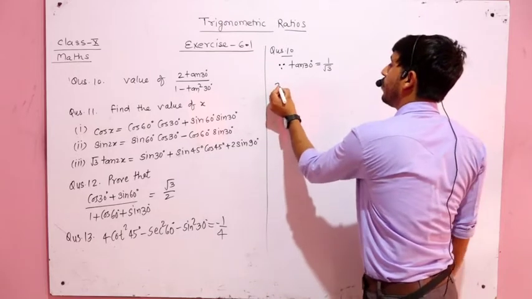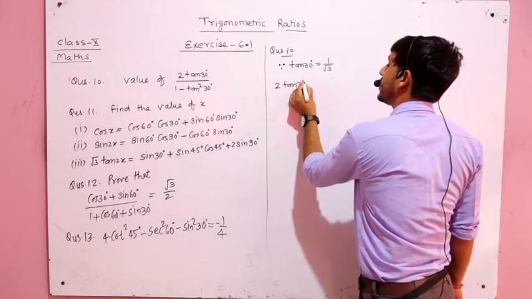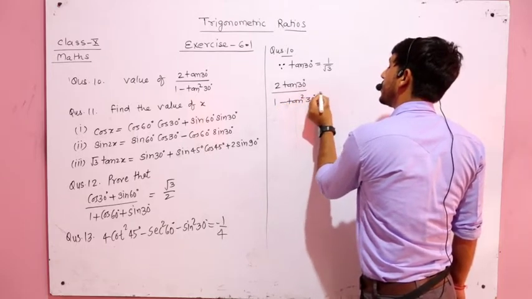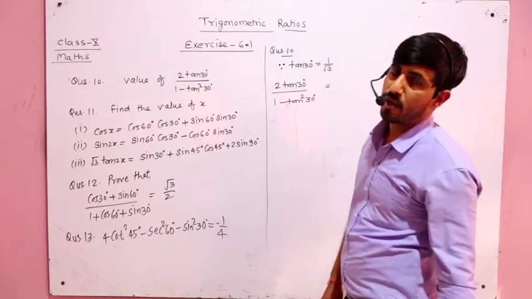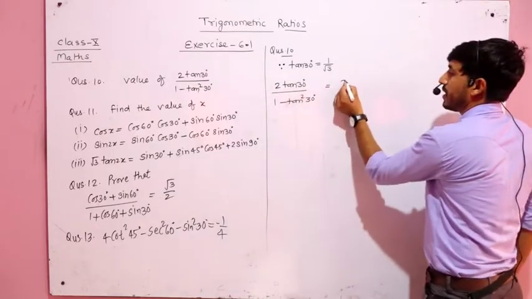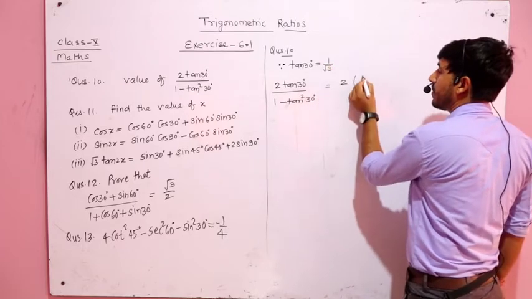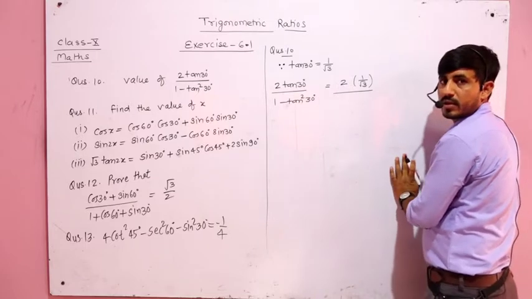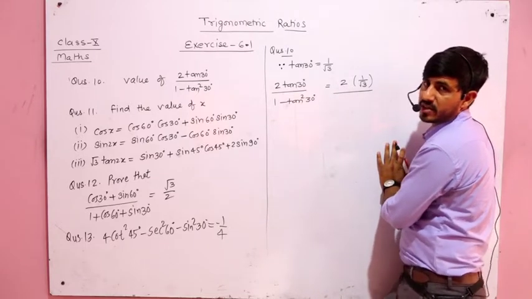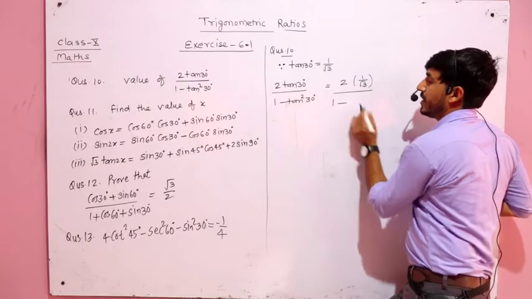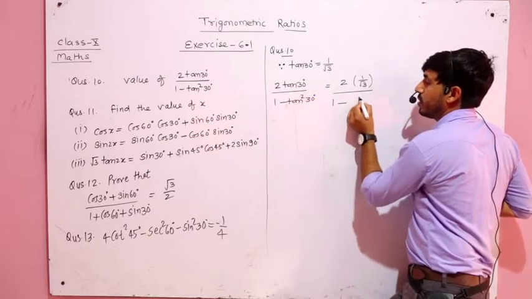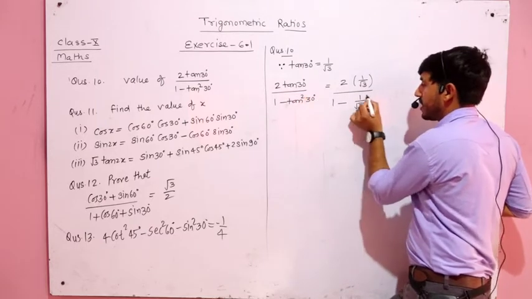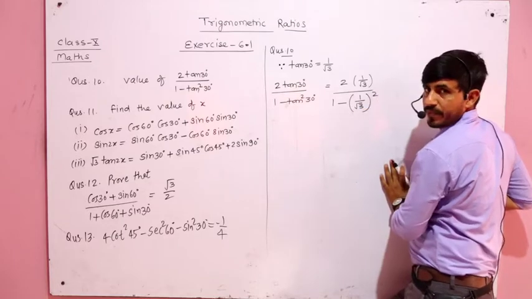Then the value of 2 tan 30 degree divided by 1 minus tan square 30 degree. We have to substitute the value of tan 30 in the question. What is the value of tan 30? That is 1 by root 3. Then we substitute the value of tan 30 in both the numerator and the denominator, writing tan 30 as 1 by root 3. And here you can see the square is taken on this term as well.